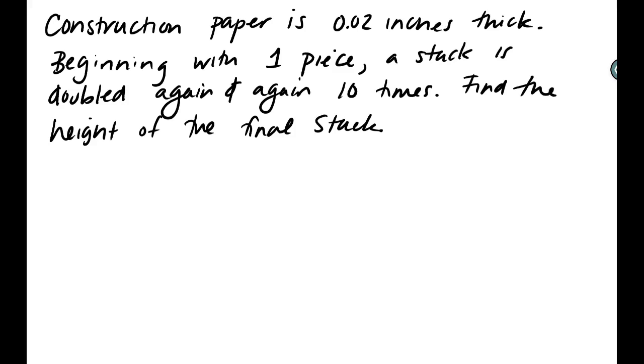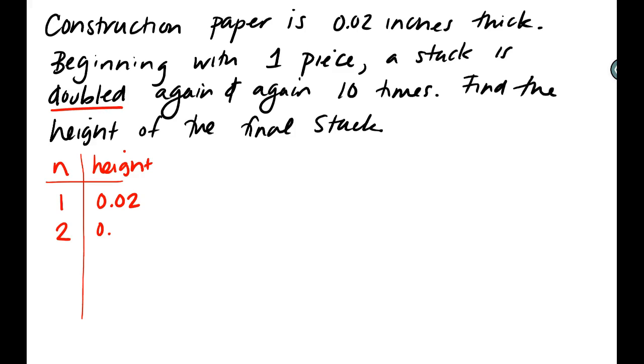So first thing I like to do is get my bearings for what the heck is going on. So I like to start with my n. So the first time we have this piece of paper before we folded it, the thickness, right, the height is 0.02 inches. If I fold it one time, so now there are 2 layers, the height doubles, right? So now it's 0.04. I fold it another time, now there's going to be 4 layers, so it's going to be 0.08.